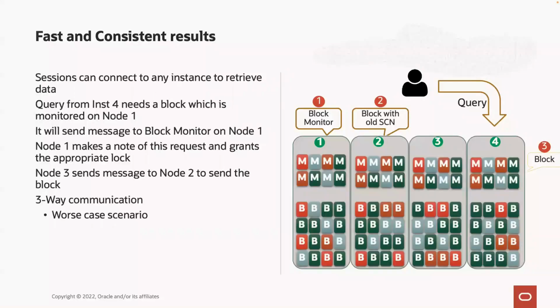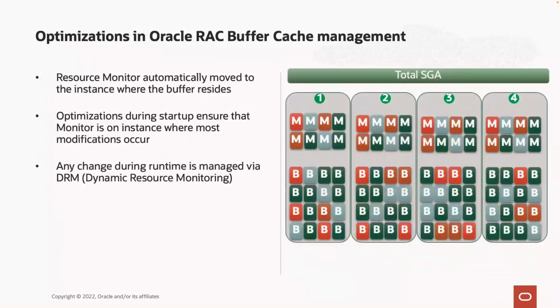And even though this is a three-way communication, which we call the worst case scenario, for which we have optimizations to prevent it, this is something that the user does not even have to worry about. Okay, we have this resource monitor capability. The resource monitor will automatically move what I call the monitorship to the instance where the buffer itself is. We do this with optimizations during startup, and if that is happening during runtime, then we change it using this dynamic resource monitoring feature.